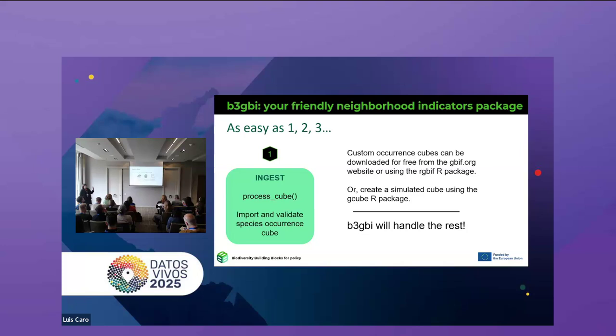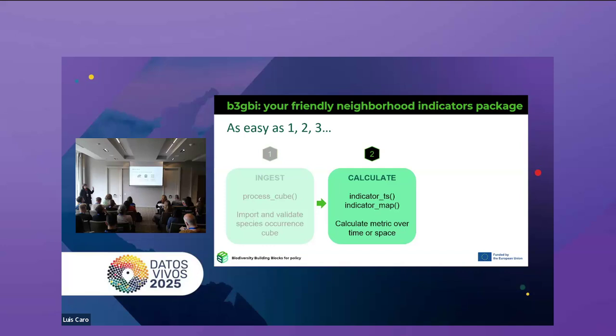So first of all, you import your cube. You can get your cube from the gbif.org website, and we've already seen how to do that. That's probably the easiest way because it's a graphical user interface. You can also get one using the GBIF package, or if you're interested in using simulated data, you can use the gcube package, which is another output of bcubed.